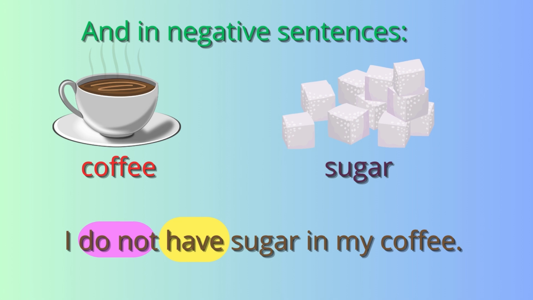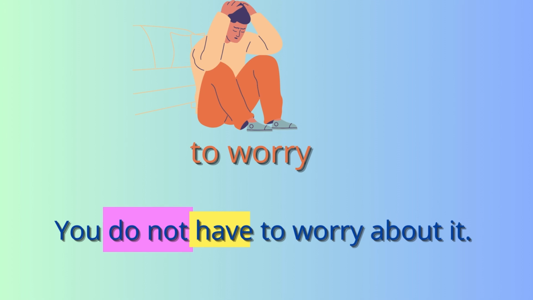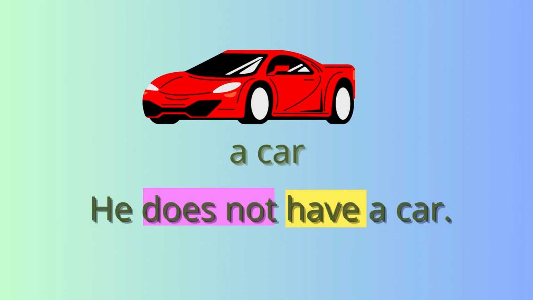And in negative sentences, coffee. Sugar. I don't have sugar in my coffee. To worry. You don't have to worry about it. A car. He doesn't have a car.